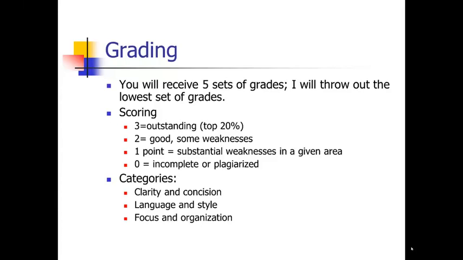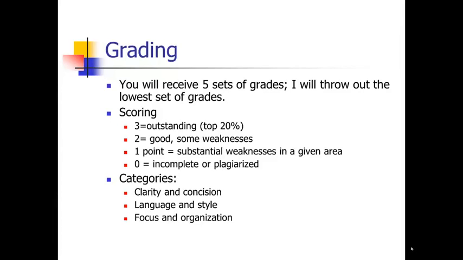That will allow for any problems with the peer review process where people aren't taking the peer review process seriously. Hopefully everybody will take it seriously, but just in case, I will throw out the lowest set of grades. So your top 4 sets of grades will be averaged. And you will be scored on, and of course you will be scoring your peers on, a scale starting at 3 and going down to 0.